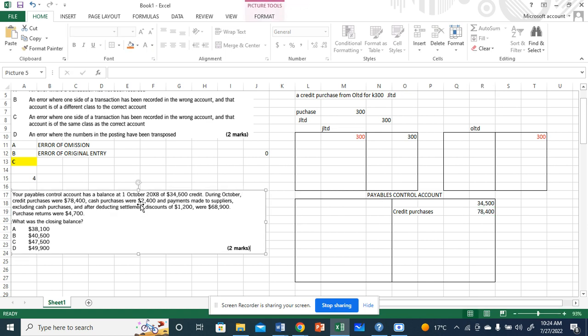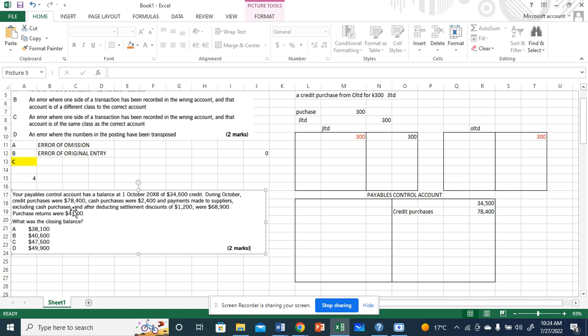Cash purchases were 2,400. This we don't deal with in control accounts. Whenever there's a cash purchase, you credit cash and you debit purchases account. All right. So the control account wouldn't be affected by these cash purchases. All right.